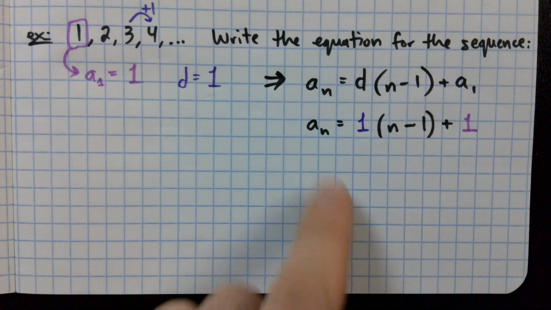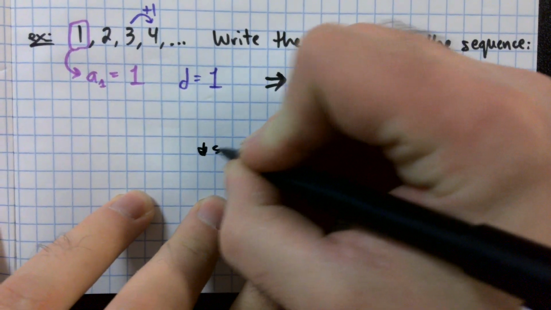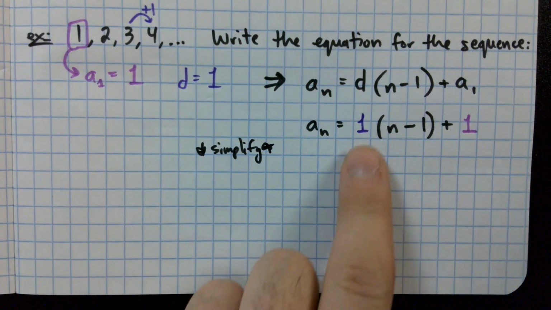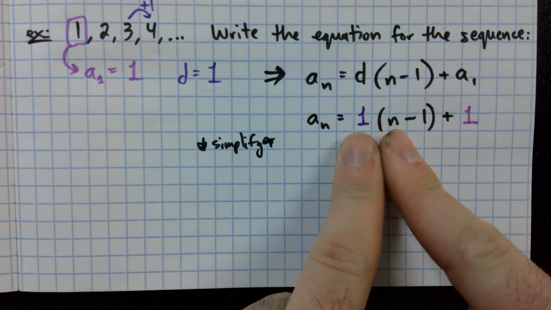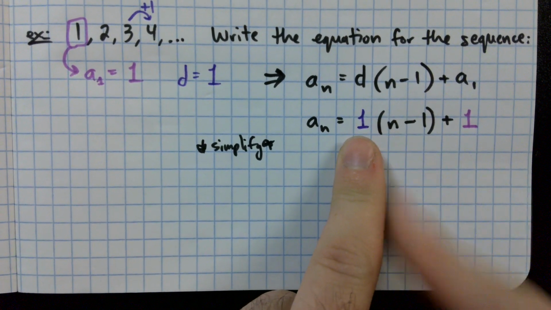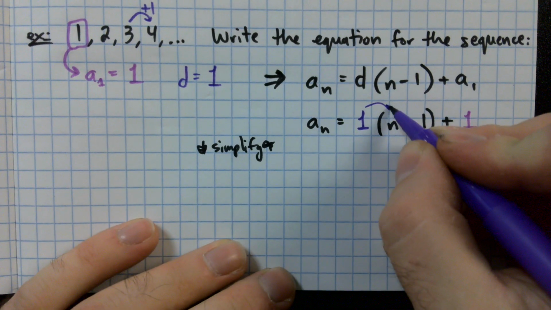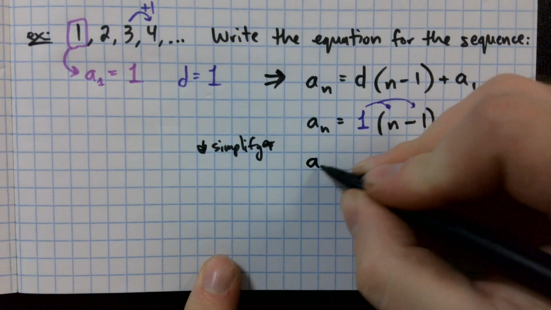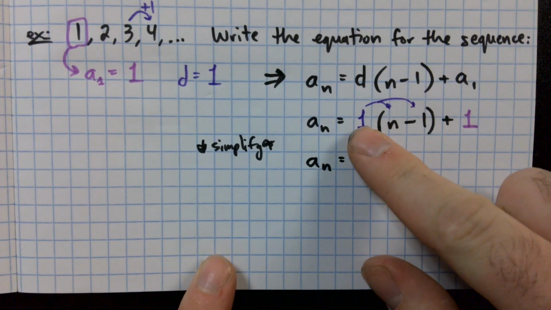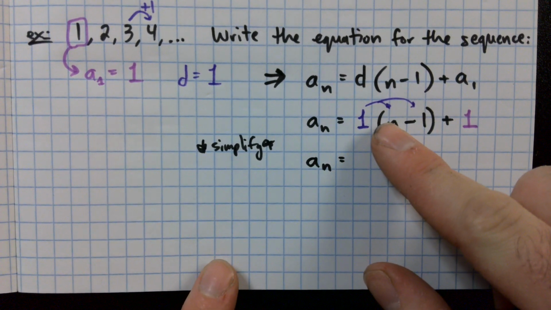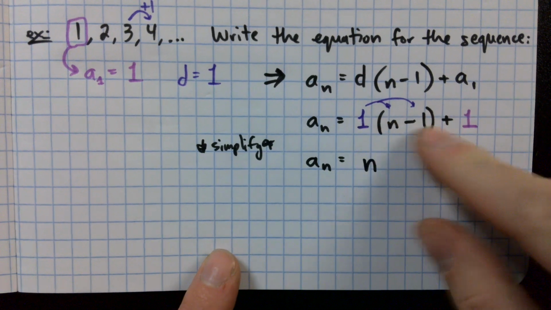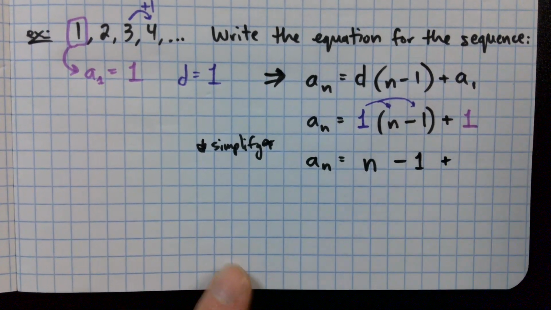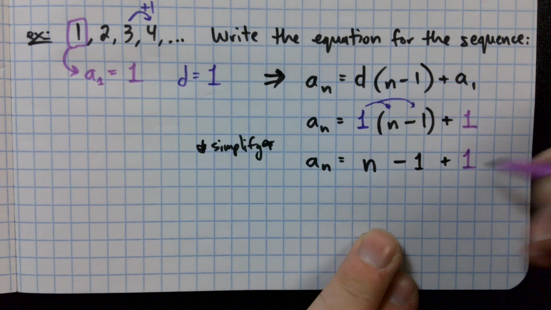Now we're going to simplify this. What can I do with this 1 on the outside? You could distribute it to the n and the -1. Does that change anything about n minus 1, though? If I multiply by 1, what's 1 times n? N. What's 1 times -1? -1. Plus my a sub 1, which was 1.